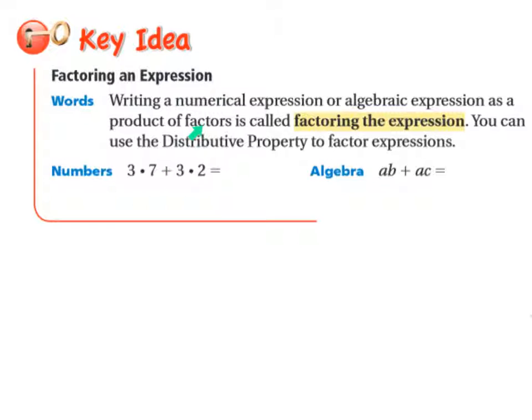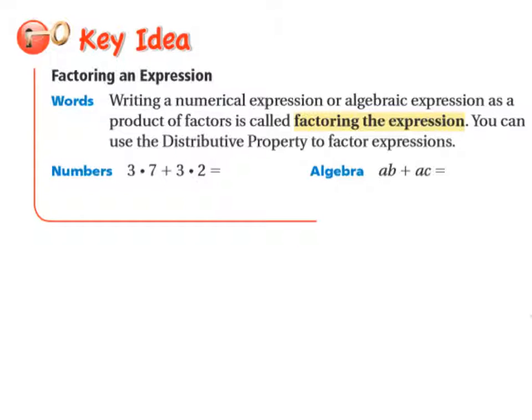Remember, factors are what you multiply together to get a product. You can use the distributive property to factor expressions. I like to think of this as undoing the distributive property. So if you look at the number side here on the left, we have 3 times 7 plus 3 times 2.